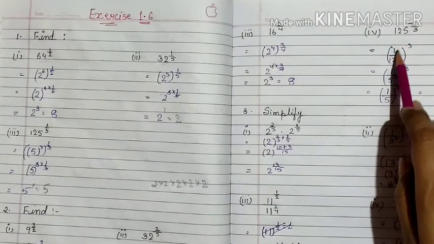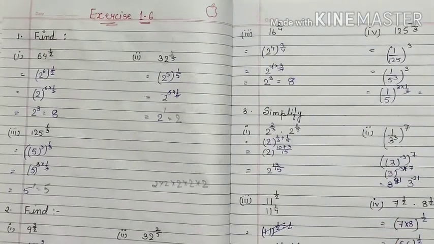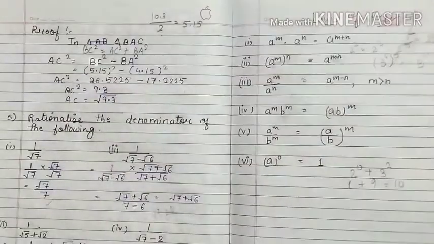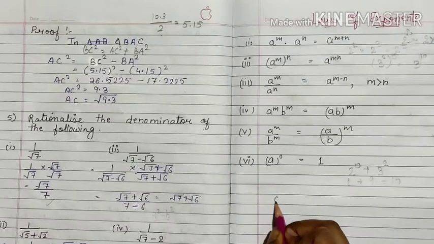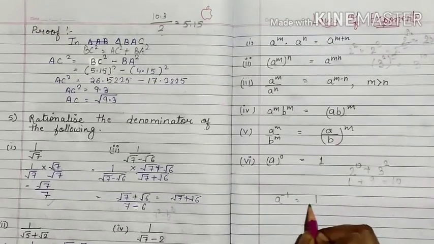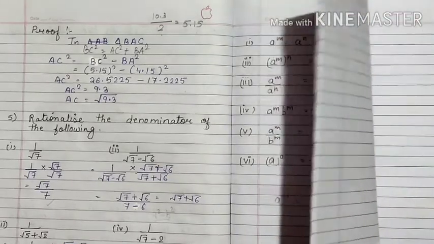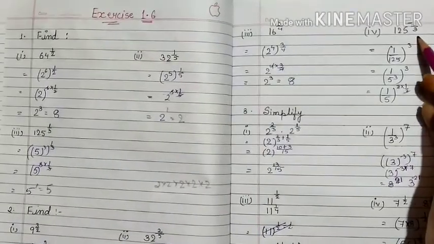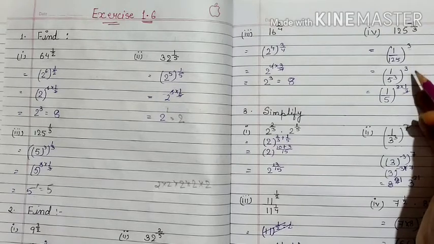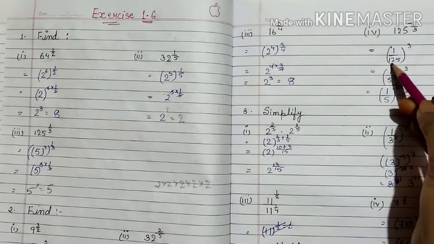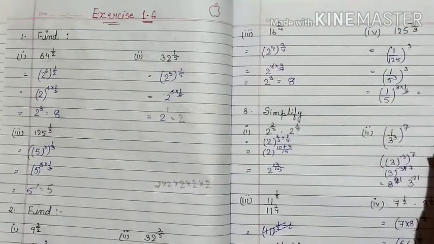Next is 125 to the power minus 1 by 3. For this we can take the reciprocal. Simply, we can take an example: a to the power minus 1 can be written as 1 by a. Reciprocal. So first we take the reciprocal, so it can be written as 1 by 125 to the power 1 by 3. Then 125 can be written as 5 power 3. Then the 3s cancel, 1 by 5.